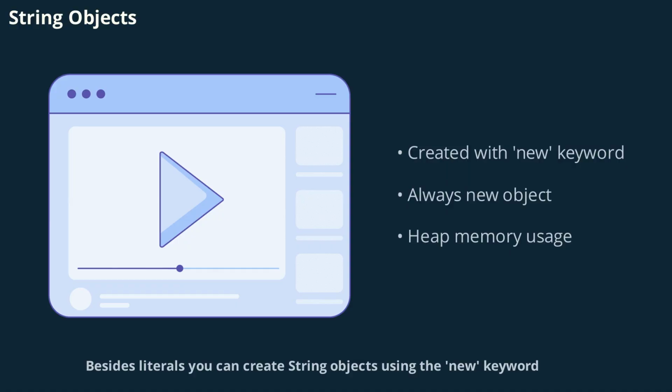Besides literals, you can create string objects using the new keyword, like new String("hello"). This approach always creates a new object in the heap, even if an identical string exists in the pool. While this gives you a unique object, it can be less efficient in terms of memory. Understanding the difference between string literals and objects is crucial for writing optimized Java code.